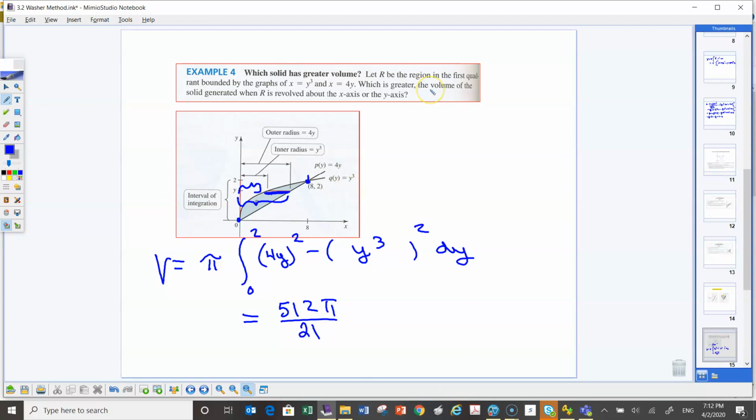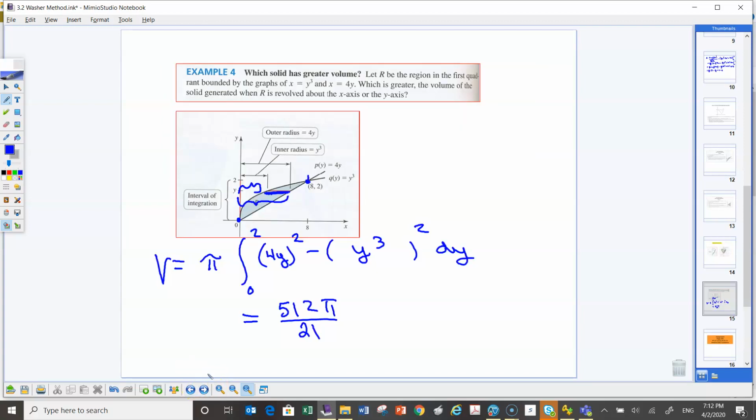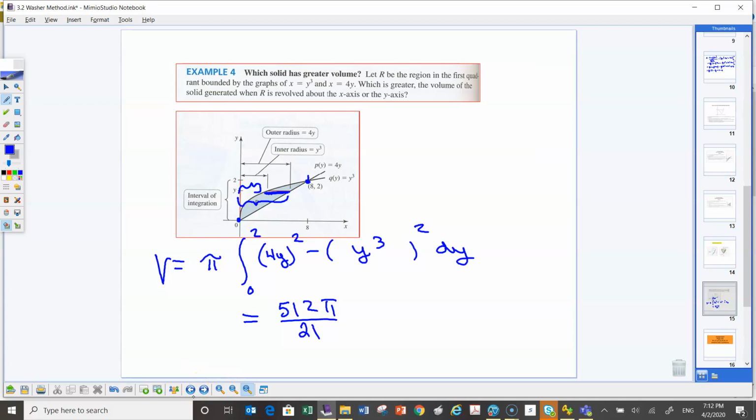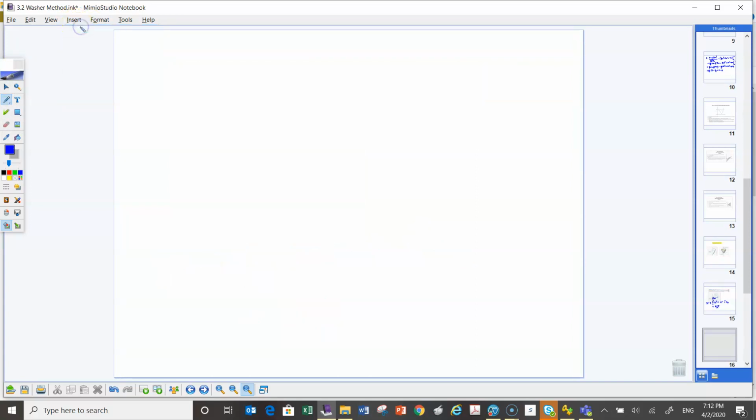Now I know the question was asking which volume is greater, the x or the y. I just wanted to show you how to revolve this around the y-axis. Basically, doing revolutions around the y-axis is really no different than before. You have to find the equation in terms of x, and then we revolve around the y-axis. Let's try maybe one more here. Just make one up.